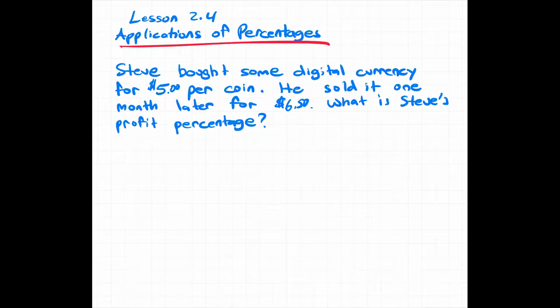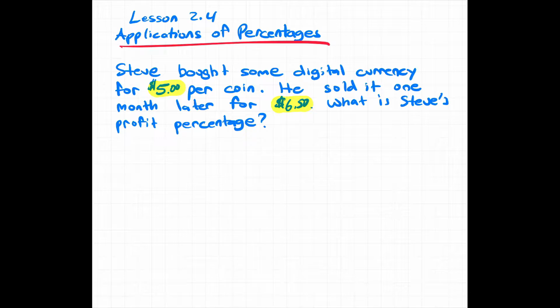Okay, so let's break this down. So we have this guy named Steve, and he's bought some digital currency, and he paid originally $5 per coin. So that's going to be important right there. And he sold it 1 month later for $6.50. So it looks like the price went up, which means he made a profit. And it says, what is his profit? So what is the percentage of his profit?